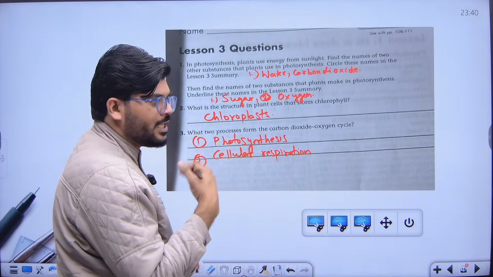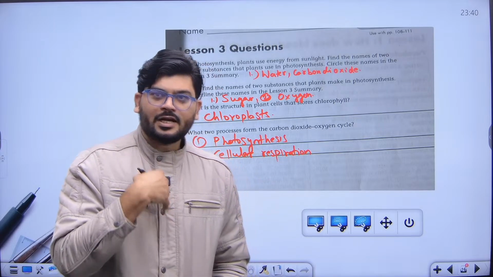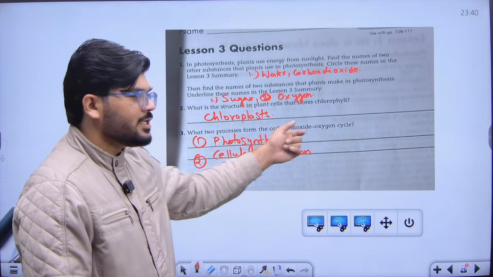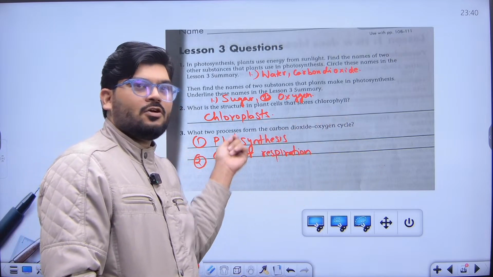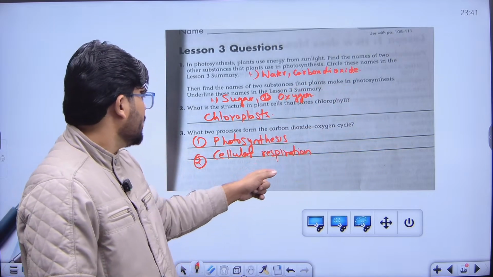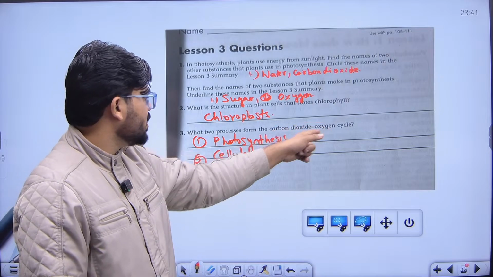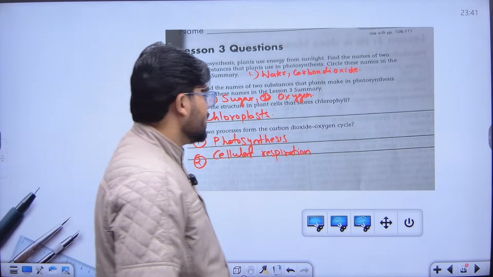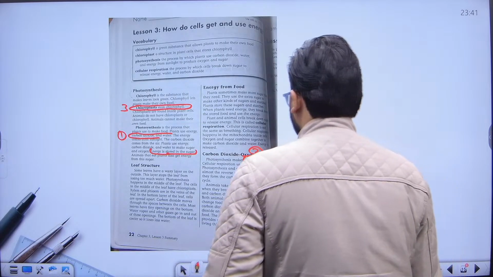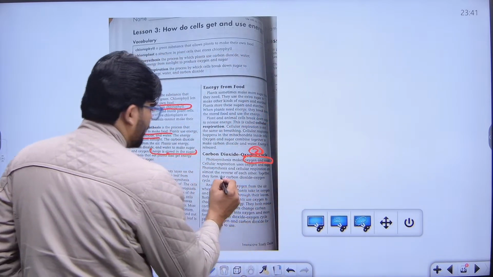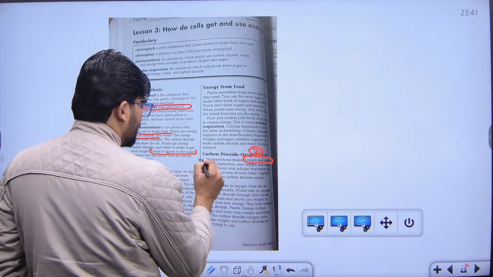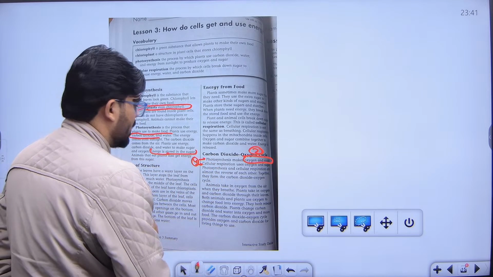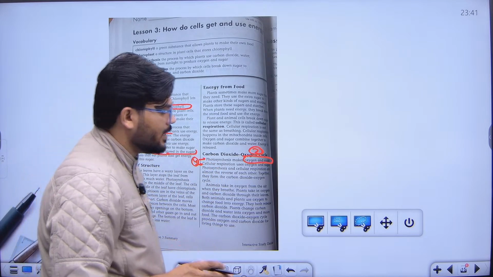When we breathe in, we take in oxygen and release carbon dioxide. It is just the opposite. In photosynthesis, carbon dioxide is taken in and oxygen is given out. So it forms the carbon dioxide oxygen cycle. What two processes? These are the two processes, respiration and photosynthesis. You will get it from here: photosynthesis and cellular respiration. Answer number 4. I hope your homework has been done.